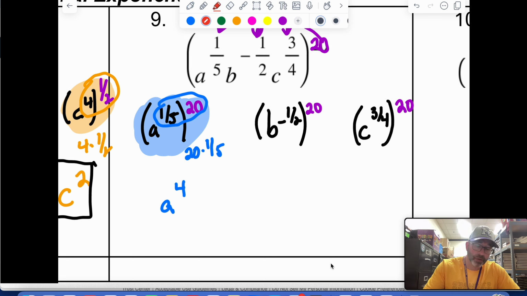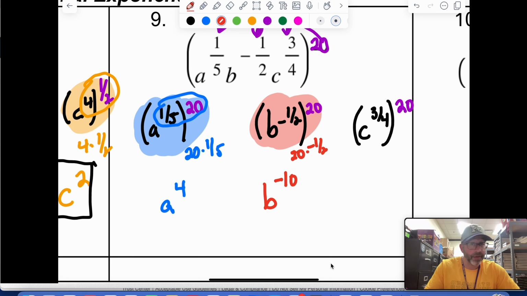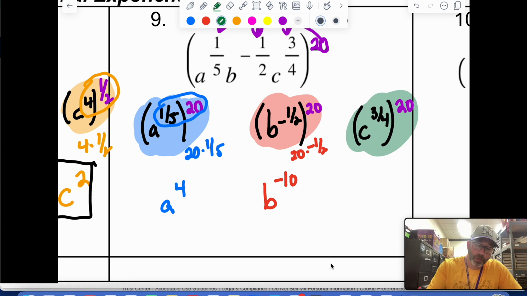Let's go on to the next one. We're going to go ahead and do the same thing. We're going to have 20 times negative 1/2, which means we end up with b to the negative 10, because half of 20 is 10, and it's a negative. And then for the last part here, we're going to have c. And if we go ahead and throw this in, we're going to have 20 times 3 over 4, which is going to be c to the 15th.